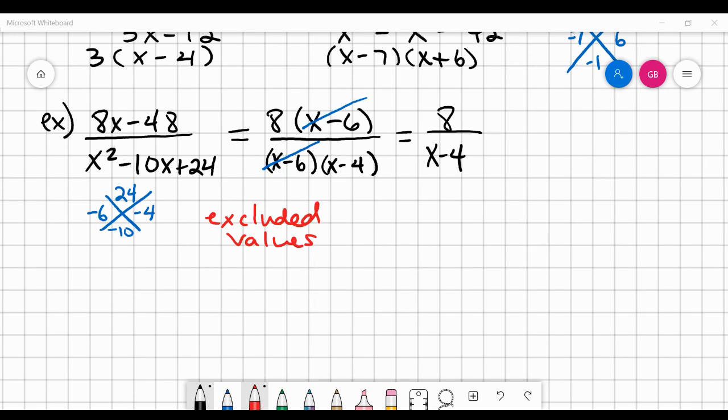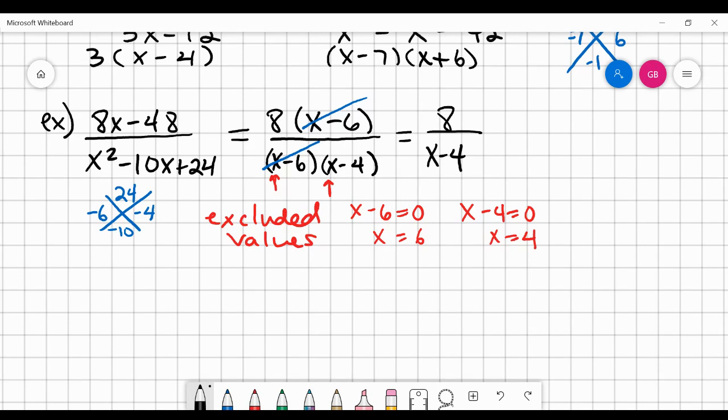So looking at this expression here, which value for x is going to make this 0? In other words, x minus 6 is equal to 0, so x is equal to 6. And in the other factor, x minus 4 is equal to 0, so x is equal to 4. So these are the excluded values, 6 and 4.